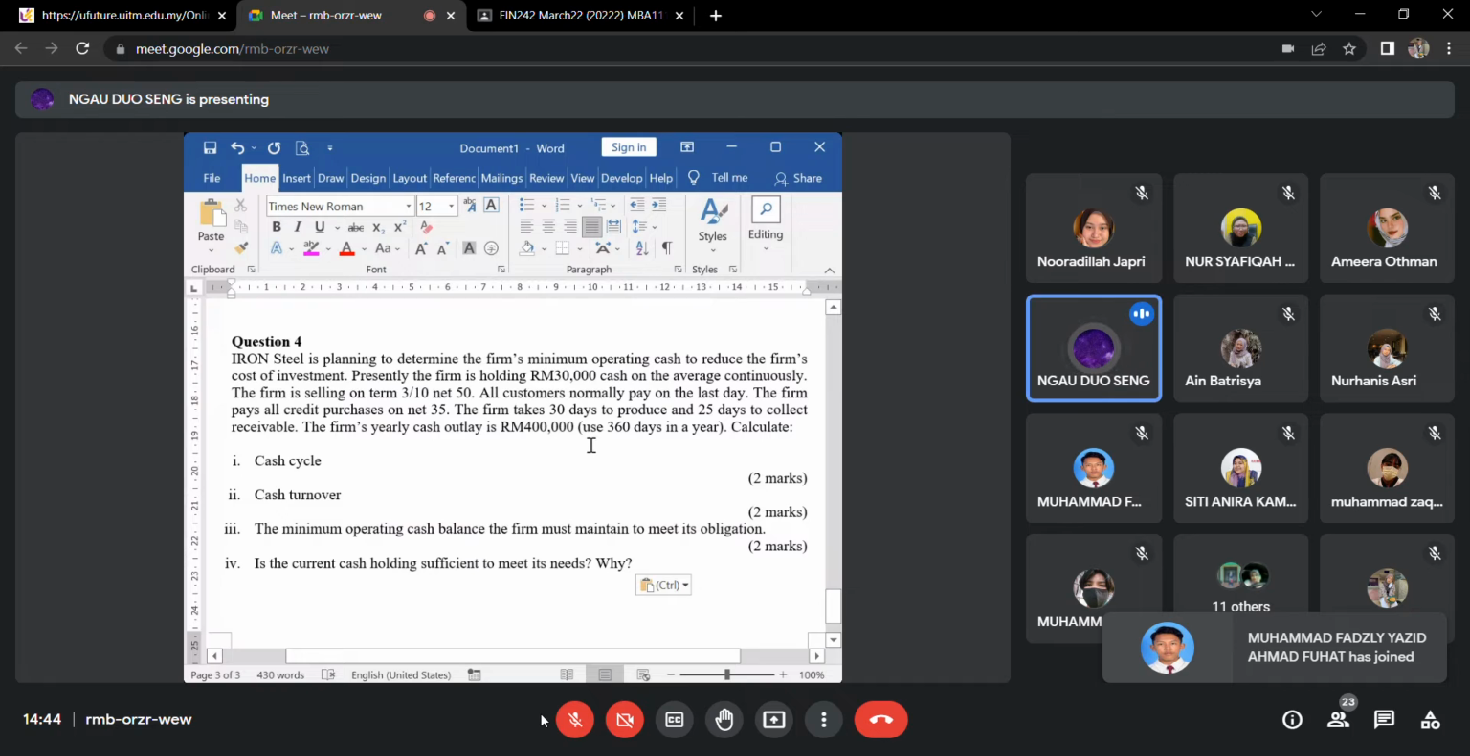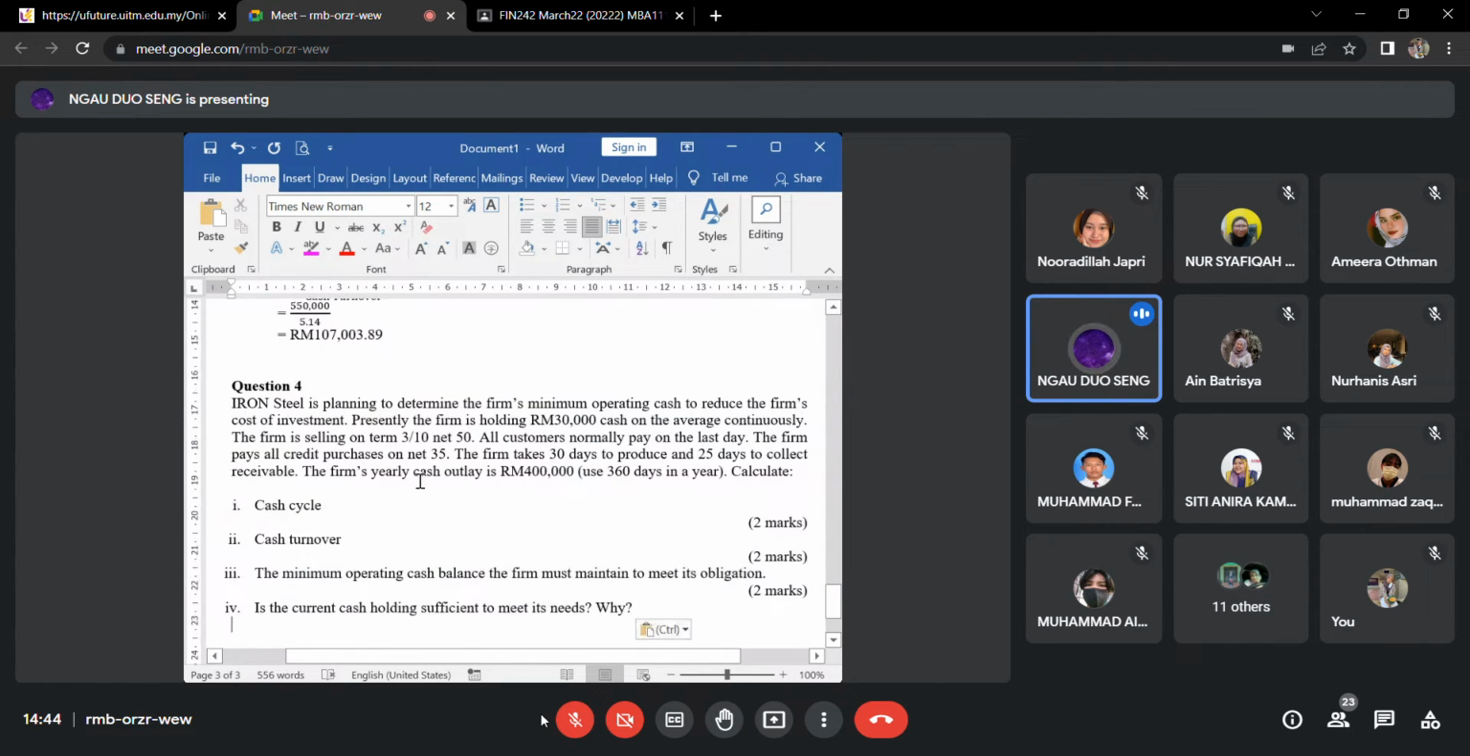So the firm taken 30 days to produce and 25 days to collect receivable. So the firm's yearly cash outlay is 400,000. So use 360 days in a year. So calculate cash cycle, cash turnover, the minimum operating cash balance the firm must maintain to meet its obligation. Is the current cash holding sufficient to meet its needs? Why? So again, we calculate the cash cycle first.